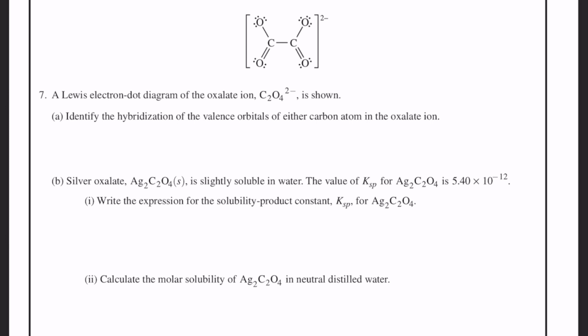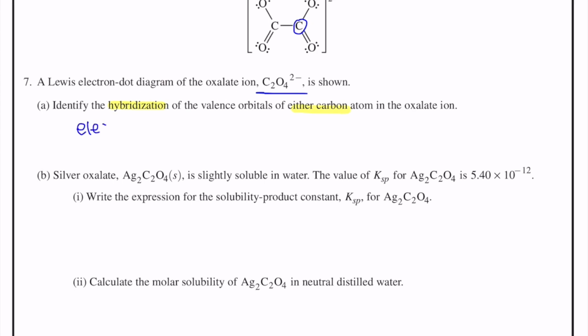So for this question, we are given the Lewis dot diagram of the oxalate ion, and we're supposed to be identifying the hybridization of either carbon atom. So I'm going to choose this carbon atom. You can choose either one of them. You'll get the same answer. So for hybridization, we're going to be looking at electron domains. That's what is going to give us our answer.